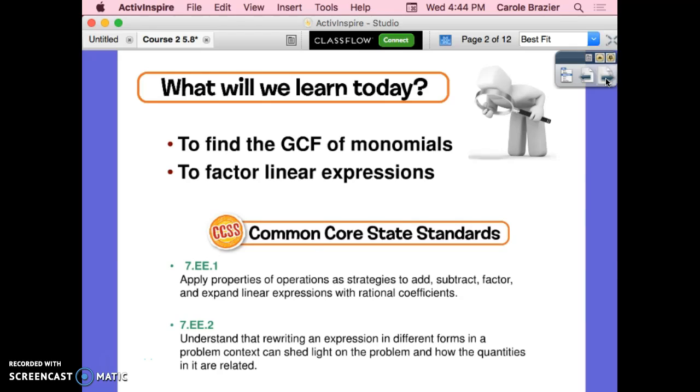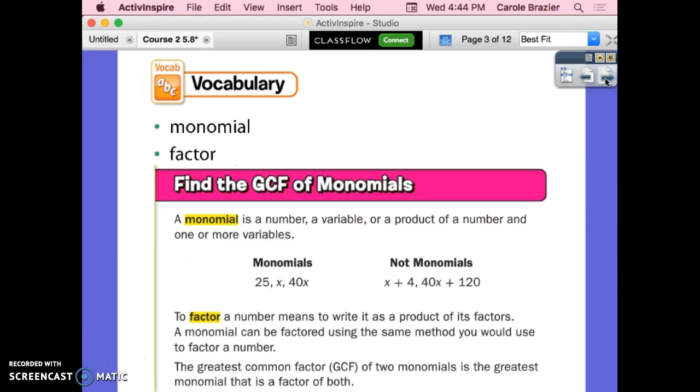Your vocabulary for today is also monomial and factor, so you're going to want to write these down. You can pause the video and write down these definitions if you would like, or you can write down a definition that makes more sense to you. So go ahead and pause the video to write down these definitions.